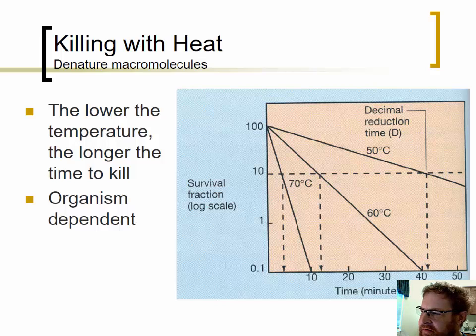But the easy answer is the higher the heat, the more you're going to be able to kill things with it. In general, the reason that heat works is that you can denature all the macromolecules, and the most important of those to think about are proteins. So the proteins within the cell, if you denature them, they're not functional anymore, and so then you get the killing of that organism.